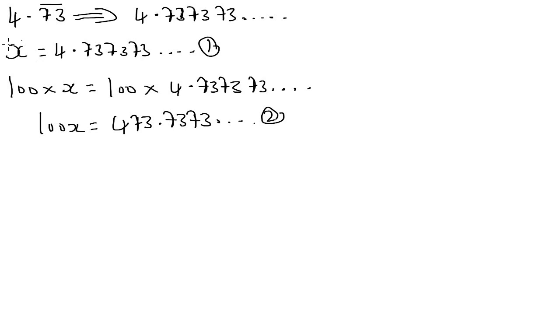So basically, we need to bring equation 1 all the way down to equation 2, and we have x equal to, and in doing that, we have to make sure that the decimal point is in line. Since this 4 is a unit value, it has to be in line with the unit value of this 473. Thus we have 4.7373 repeating. So that's our equation 1.